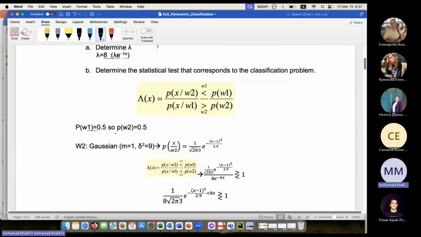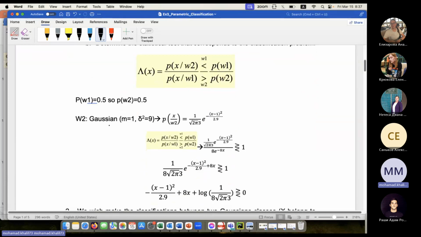So P omega 1 equals half, P omega 2 equals half. The class 2 is Gaussian, with mean equal to 1 and sigma squared equal to 9. So p of x given omega 2 equals 1 over 2 pi times 3, exponential of the Gaussian term, as I write here. This is the equation of class 2.